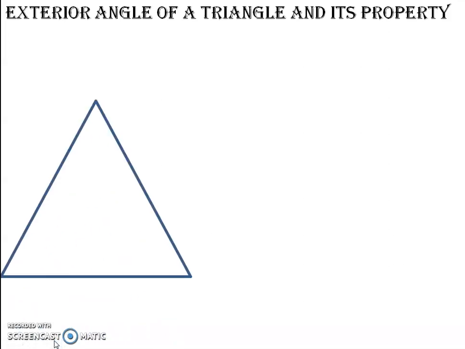Let's see what is an exterior angle of a triangle. Here comes a triangle. Now, how will you draw the exterior angle of a triangle? Let's see. What did you do now? Yes, we extended the side to some more extent. Okay, so where is the exterior angle? The exterior angle lies here.